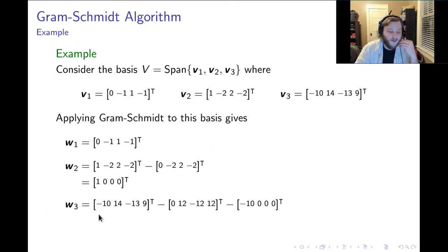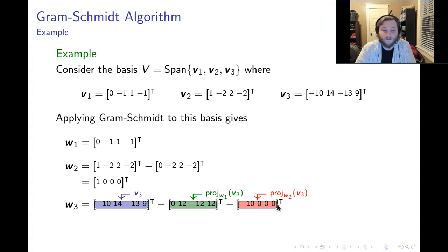Our third W is defined as the third original basis vector, negative 10, 14, negative 13, 9. But we need to subtract off the projection of that third basis vector onto the previous W's. So we subtract off now the projection of V3 onto W1, which is this vector here. Again, I calculated this vector on a scratch piece of paper. And then we subtract off the projection of this third original basis vector onto the second W, W sub 2. And I get negative 10, 0, 0, 0. And when I do the arithmetic here, I produce my third W, 0, 2, negative 1, negative 3.